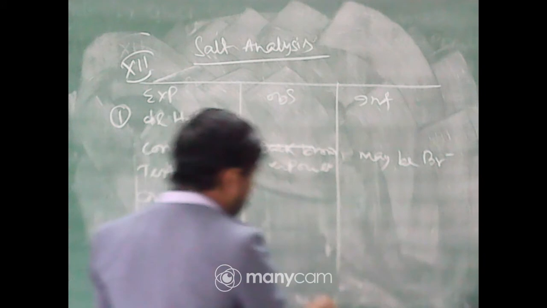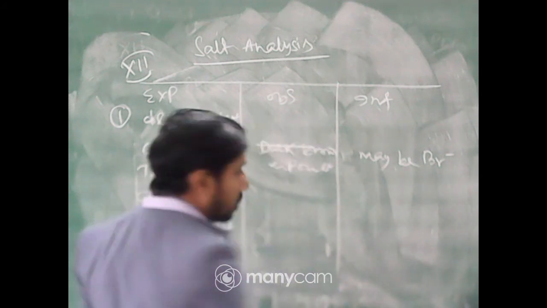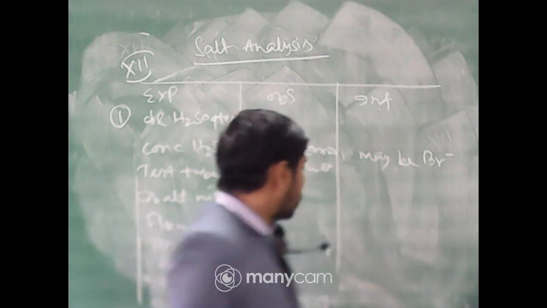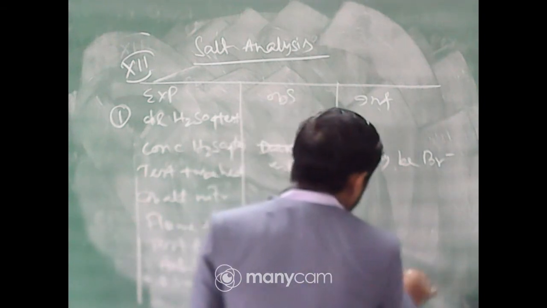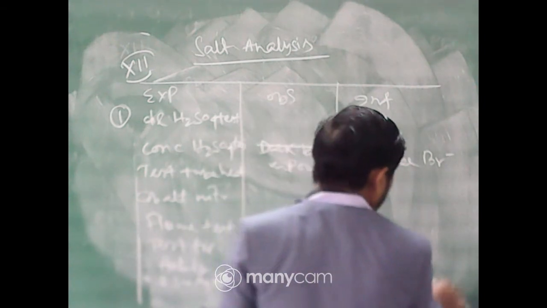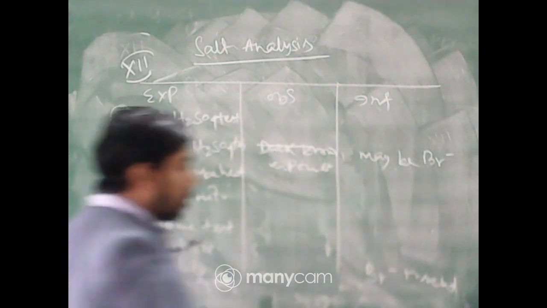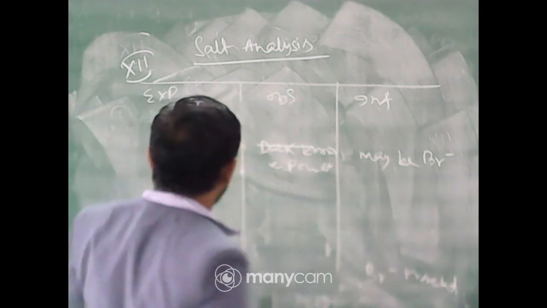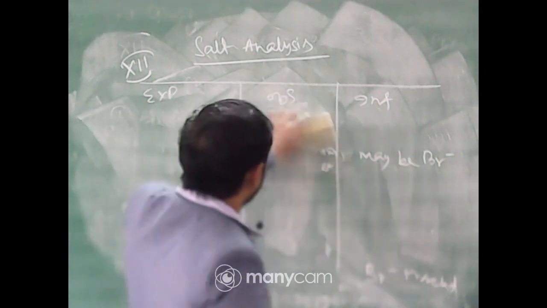A light green precipitate comes, which is partially dissolved in ammonium solution. So here bromine is present. Okay, so the anion is confirmed. Next we will have to go for the cation.